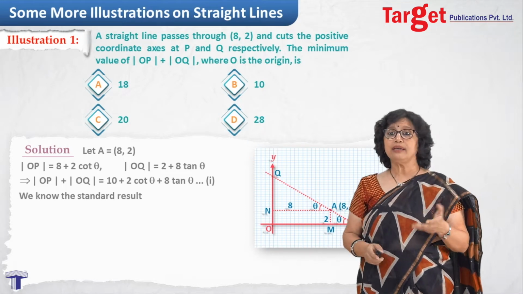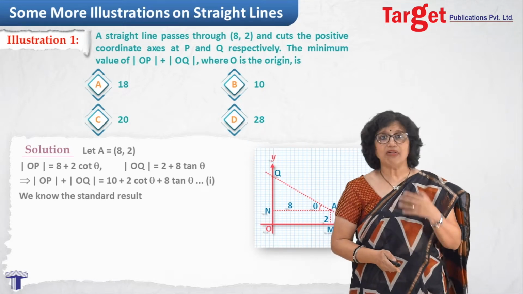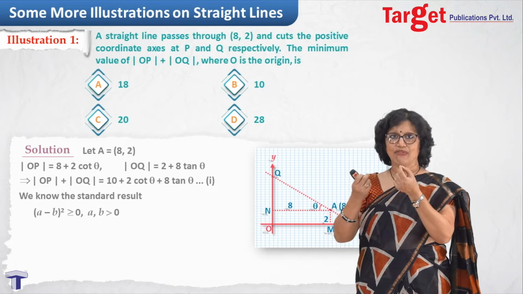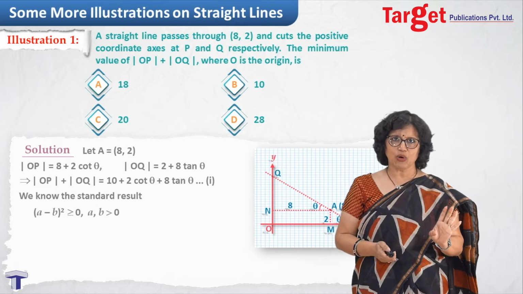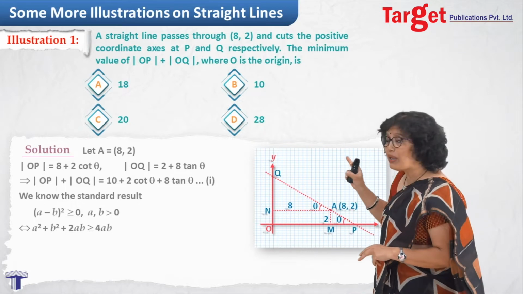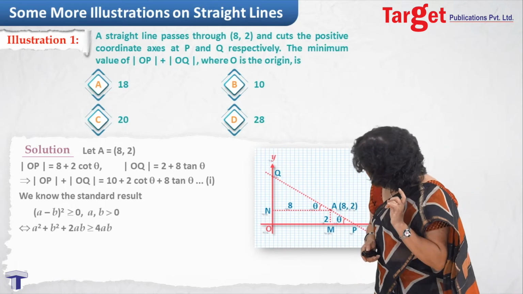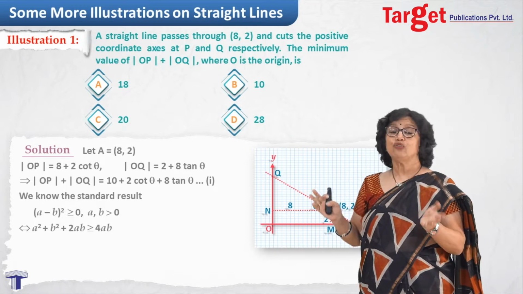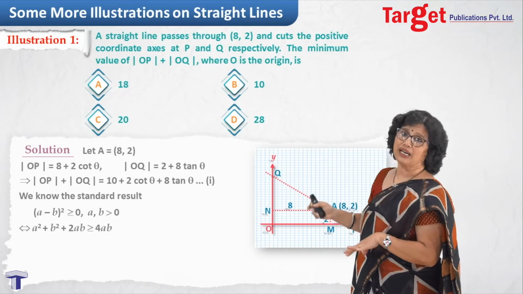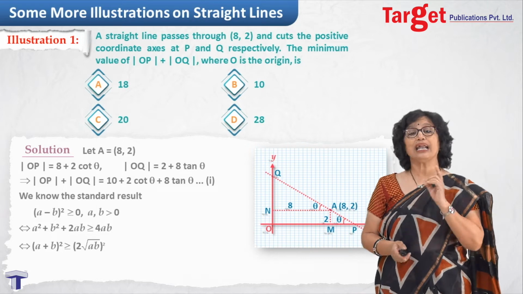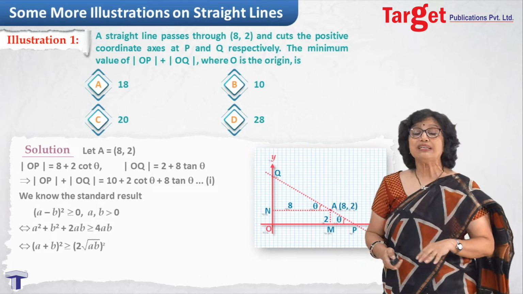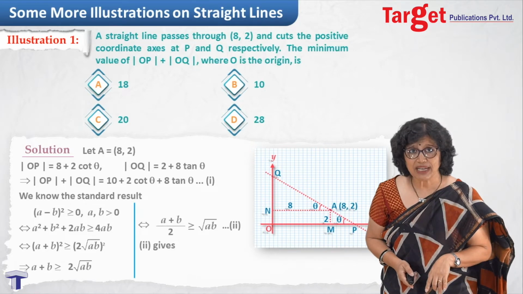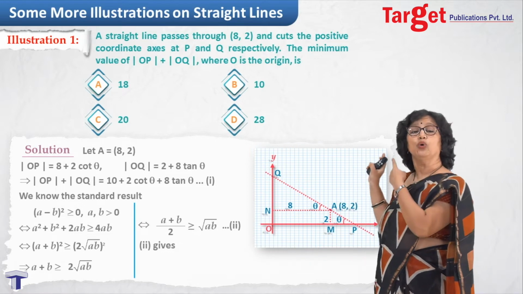Okay. So how do we find the minimum value of 2 cot theta plus 8 tan theta? Since you have perhaps not done some other chapters, I take one particular result. (A minus B) whole square is a non-negative quantity, which everybody knows. That is equivalent to A square plus B square minus 2AB greater or equal to 0. I add 4AB on both sides and get A square plus B square plus 2AB greater or equal to 4AB, so (A plus B) whole square is greater or equal to (2 root AB) whole square, which leads finally to A plus B greater or equal to 2 root AB, which is equivalent to (A plus B)/2 greater or equal to root AB.